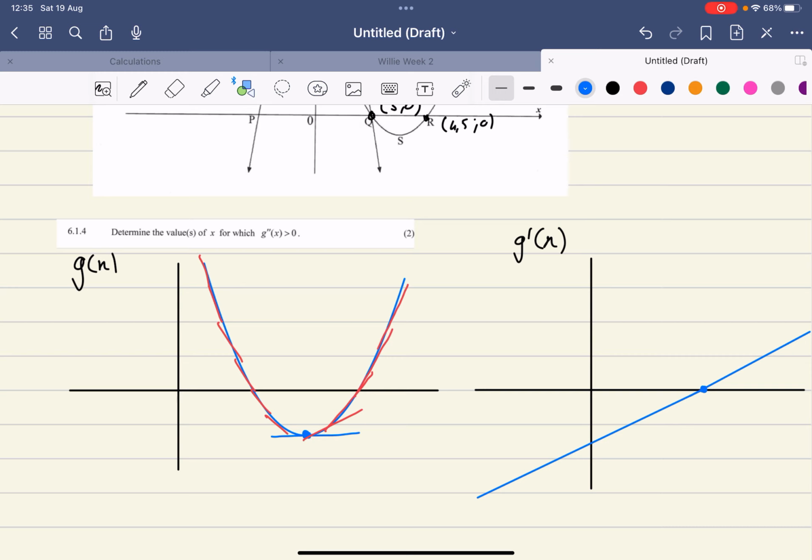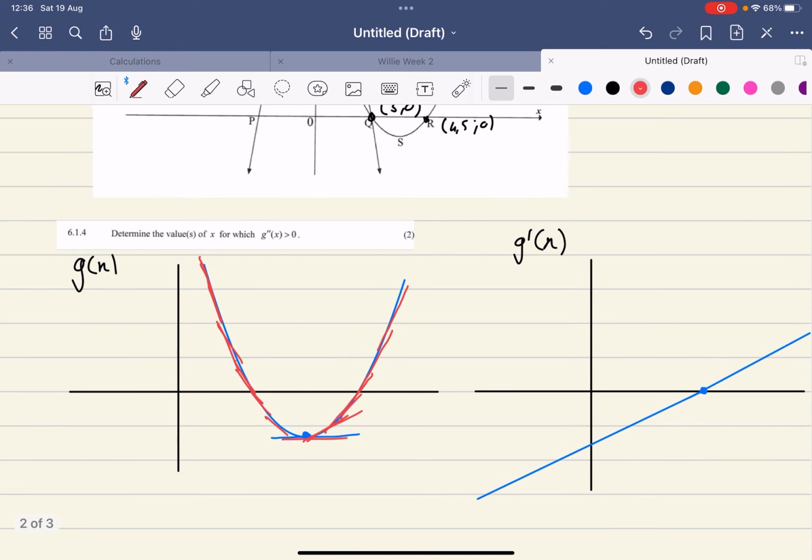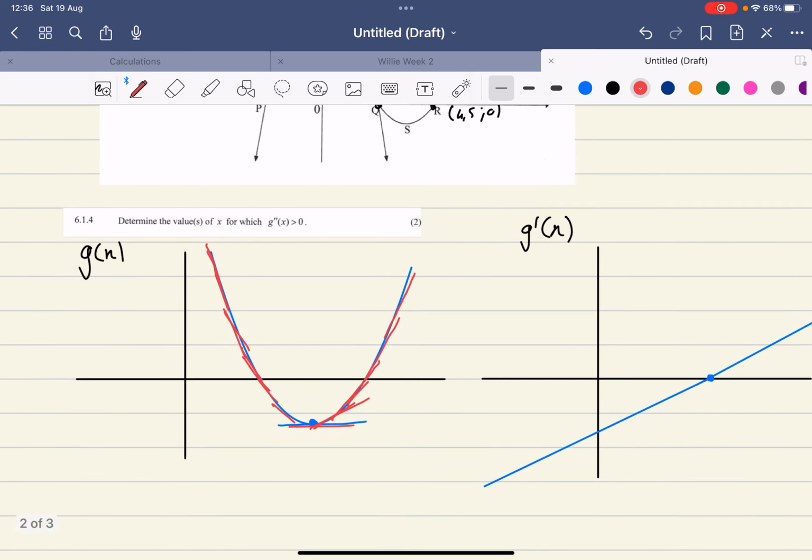So when it's reaching this turning point, the derivative functions are negative. They have a negative gradient, but their gradients become less and less until they eventually reach 0. Then from the turning point onwards, they become positive, and they become more and more positive as the x values increase. Okay, so what does that mean for g double prime of x?